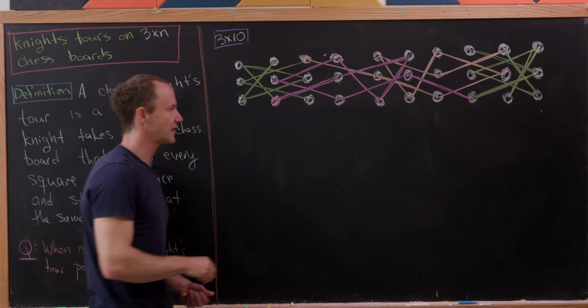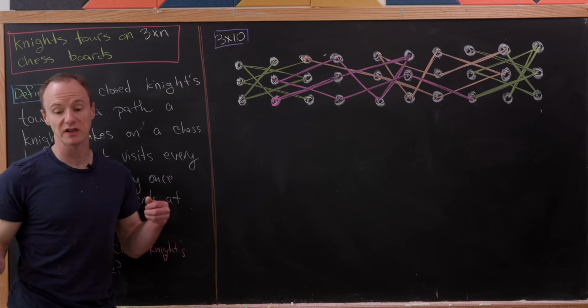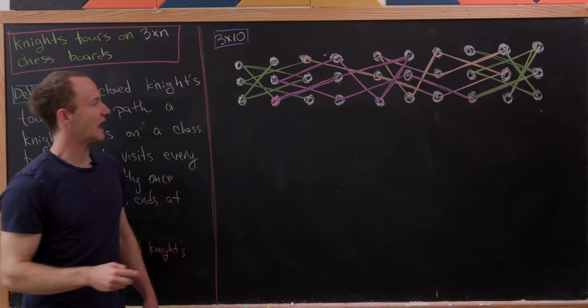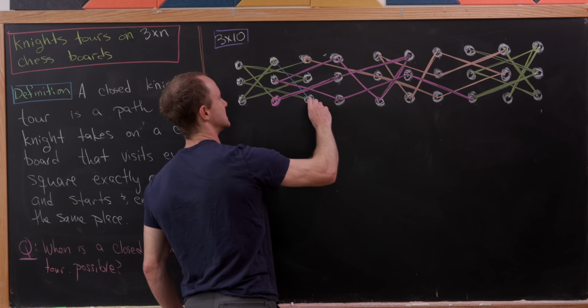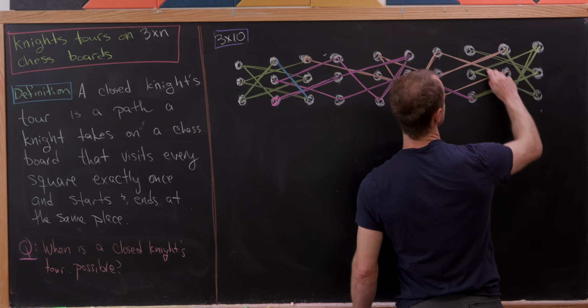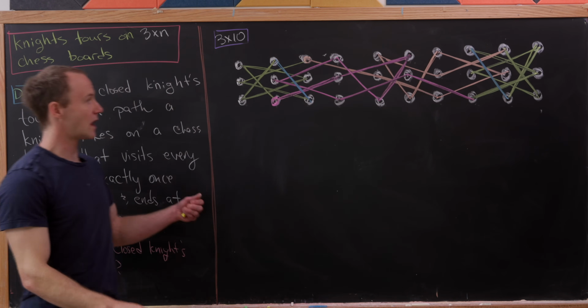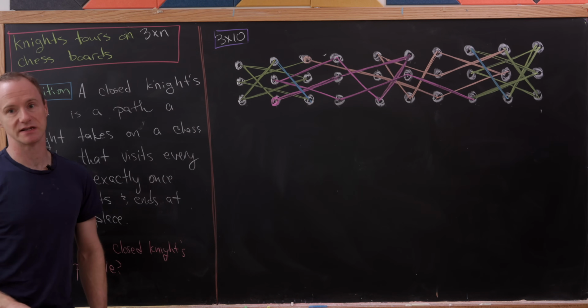Okay, so now we've only got 2 more moves to make, and those will complete the Knight's Tour. That's gonna be to connect these 2 vertices, and then maybe symmetrically these 2 vertices over here. And now you can see that we've completed our Knight's Tour.